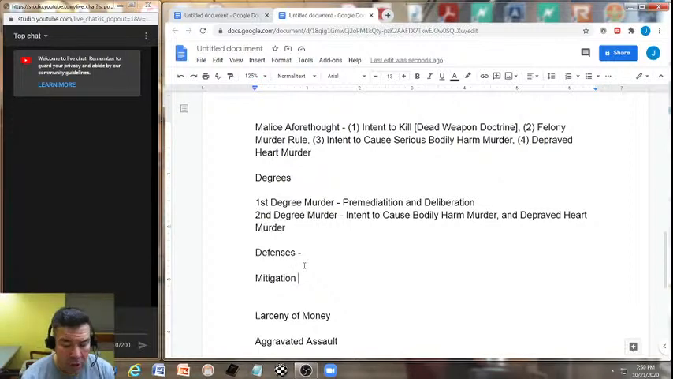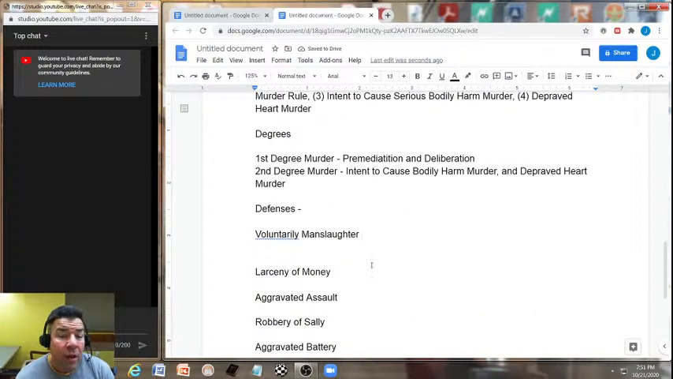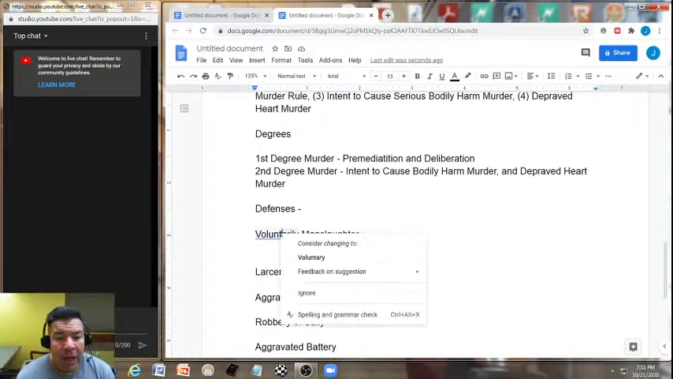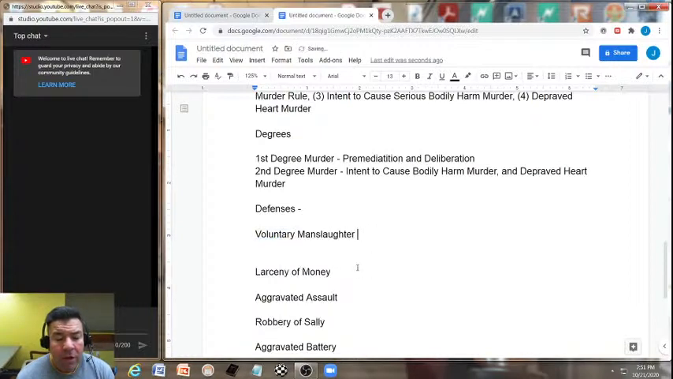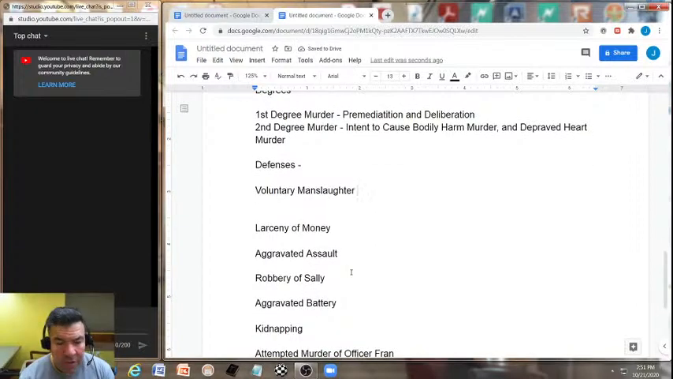So mitigation, what would be a mitigating factor? Well, first of all, we want to make sure to talk about voluntary manslaughter. And remember what manslaughter is. Manslaughter is homicide without malice. Okay, so what we're looking at here under voluntary manslaughter is the particular defense of heat of passion.